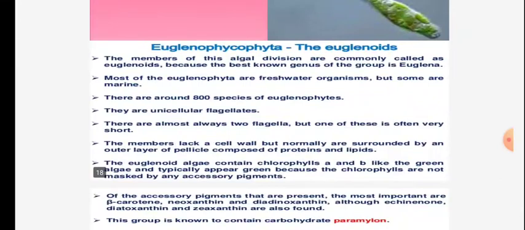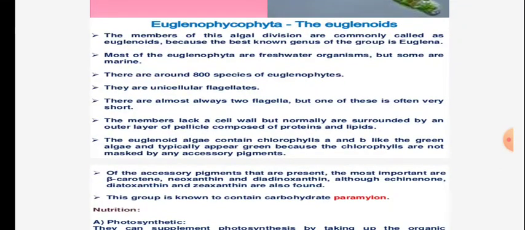Secondly, in the Euglenophyta, these members are commonly called euglenoids because the best known genus is Euglena. Mostly they show freshwater forms. About 800 species are generally known. The members lack a cell wall but are normally surrounded by an outer layer, a pellicle, composed of proteins and lipids. So it is a maximum source of protein and lipids.